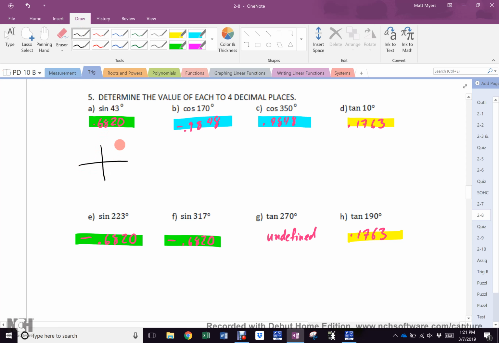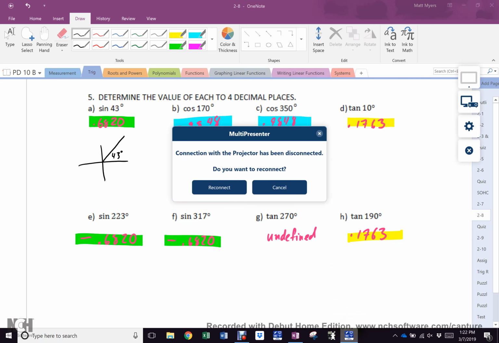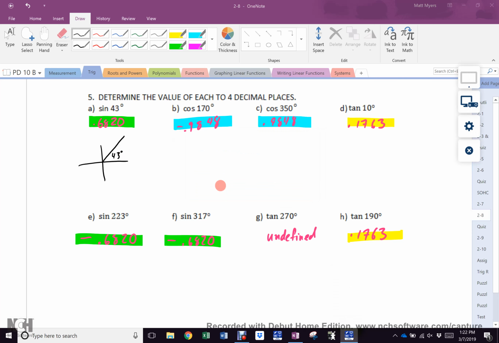Where is sine 43? In quadrant 1. Excellent. And where's the 43? Right there, yes? Everyone agrees? Yes. What's the reference angle to that? It's 43, because the reference angle lives where? The nearest x-axis from your terminal arm, yes?